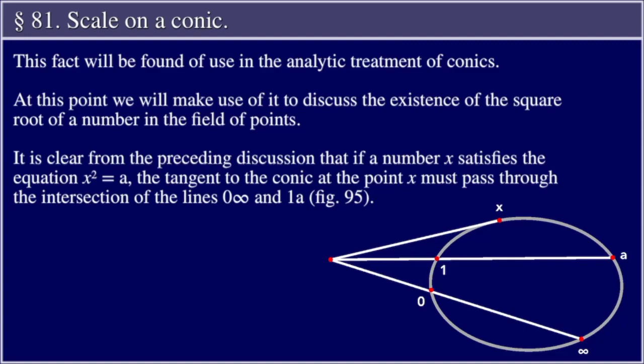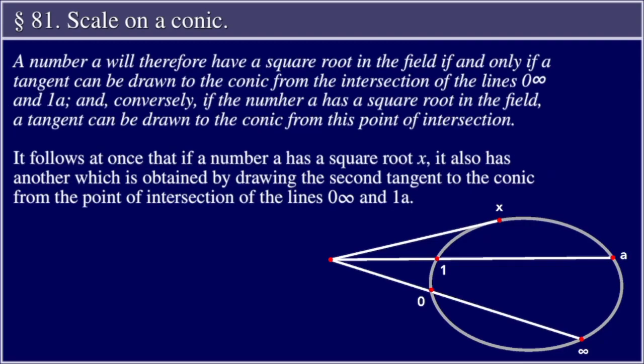It is clear from the preceding discussion that if a number x satisfies the equation x squared equals a, the tangent to the conic at the point x must pass through the intersection of the lines 0, infinity, and 1a, figure 95. A number a will therefore have a square root in the field if and only if a tangent can be drawn to the conic from the intersection of the lines 0, infinity, and 1a. And conversely, if the number a has a square root in the field, a tangent can be drawn to the conic from this point of intersection.